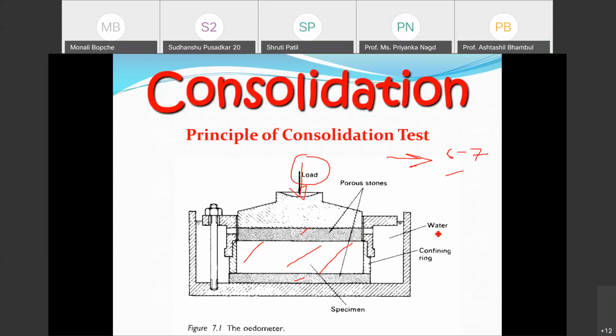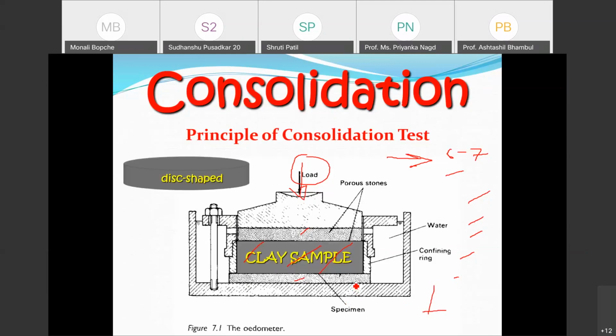So various loads will be applied, so various pressures will be obtained, and various e values corresponding to those pressures will be obtained. Then we plot the e-log P curve, and we can find out the coefficient of consolidation and other parameters.